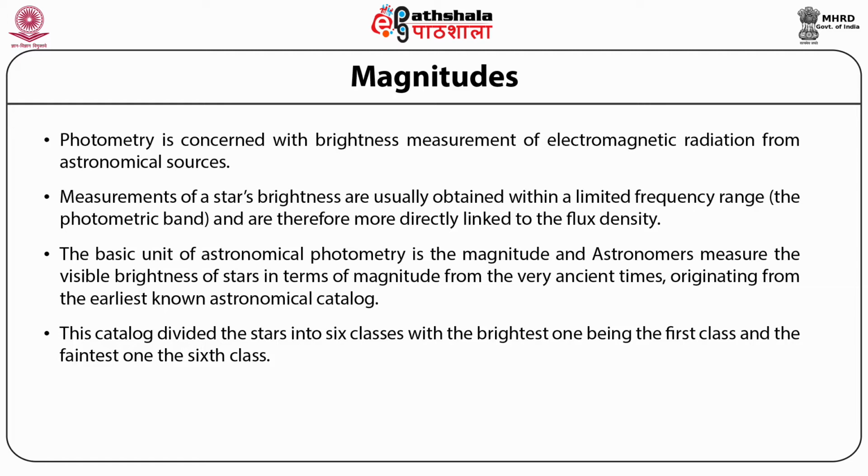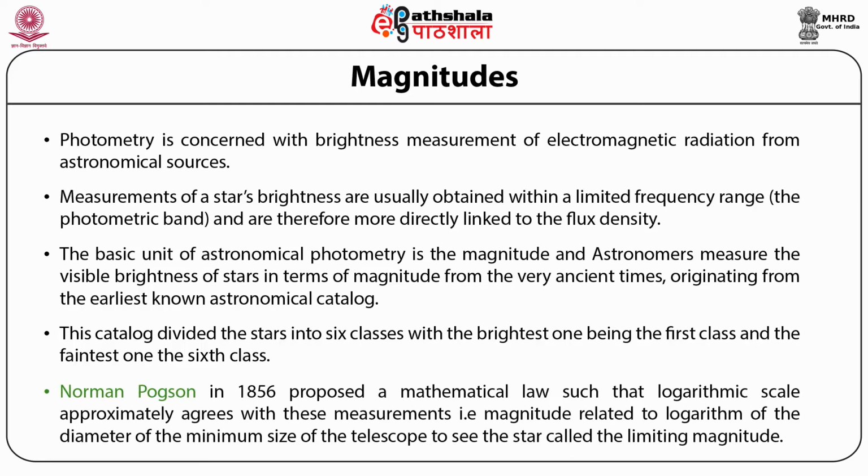It was Norman Pogson who, very early in 1856, proposed a mathematical law such that the logarithmic scale approximately agrees with these measurement scales. That is, the magnitude is related to the logarithm of the diameter of the minimum size of the telescope needed to see the star, which we call the limiting magnitude.